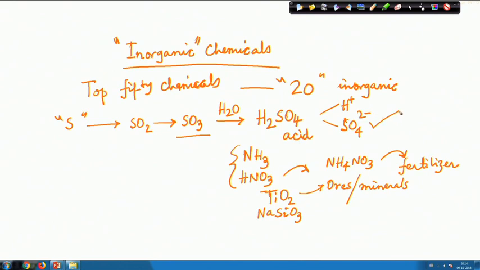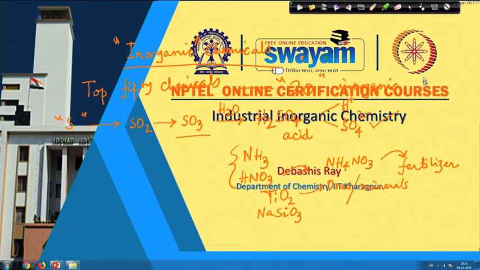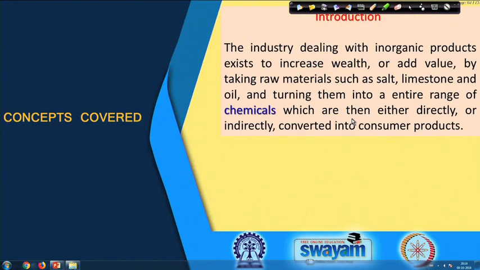So, we will now go for checking all other things, that means how we can utilize these for our introduction part. So, we can have the typical industry which is dealing with inorganic products, and I gave you all these examples of the inorganic products which can be utilized for different purposes. So, what are those purposes? Basically, it can increase the wealth or add value.